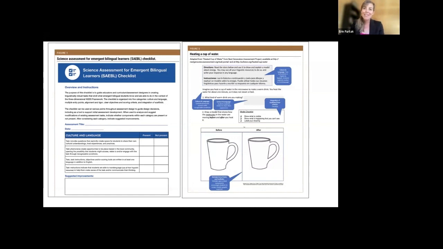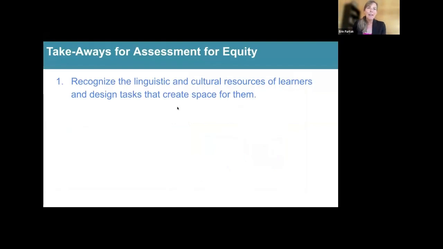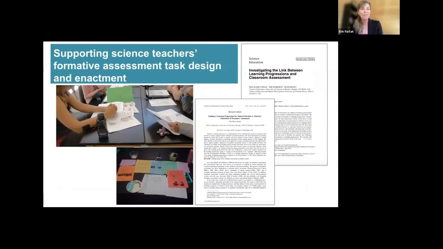We provide checklists that are very much informed by the work that Hosun has done in her own research to help students show what they know. We explicitly invite students to write their responses in multiple languages, and also knowing that the work in this particular project was being done in schools where the most common language spoken in addition to English was Spanish, so also making translations into multiple languages. So this leads me to the first takeaway that I want to highlight, which is the importance of recognizing the linguistic and cultural resources of learners and designing tasks that explicitly create space for them.